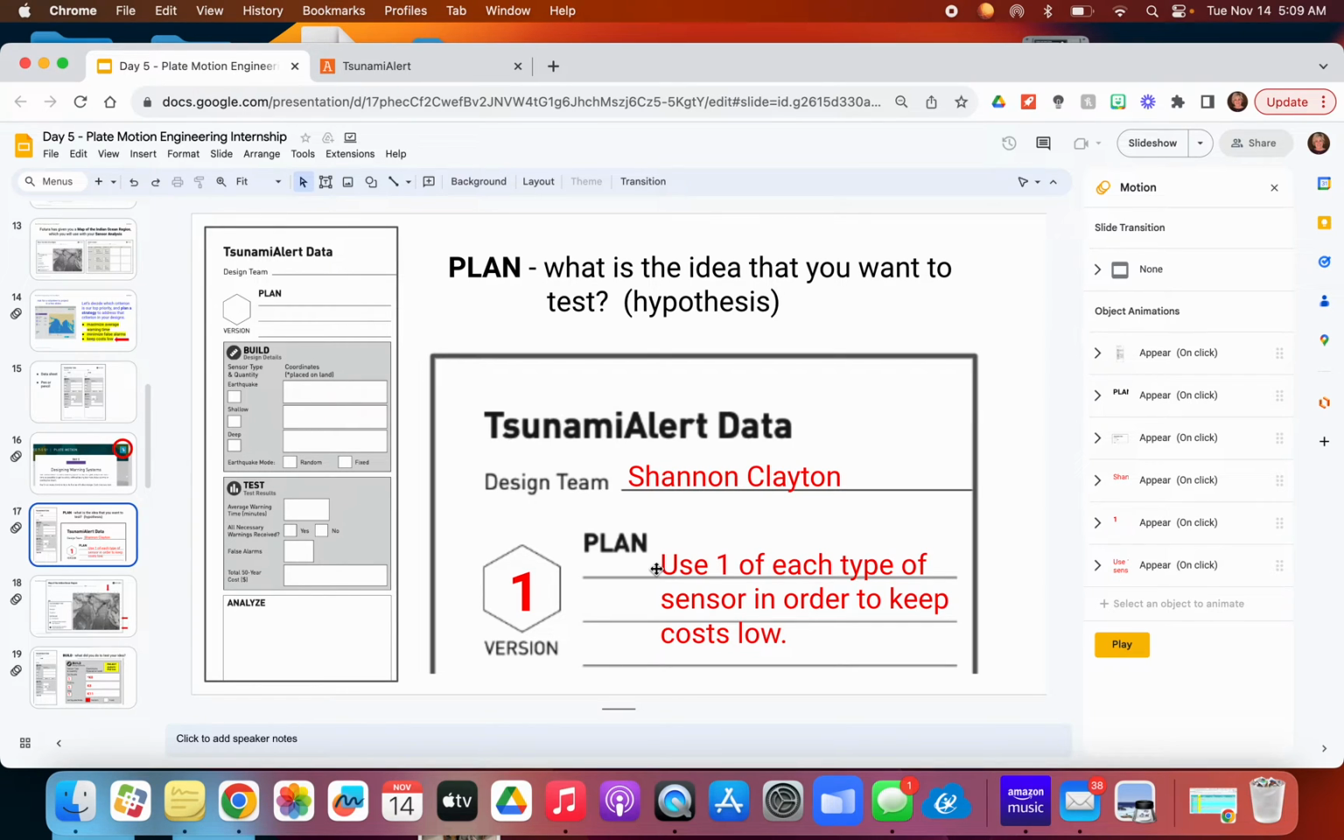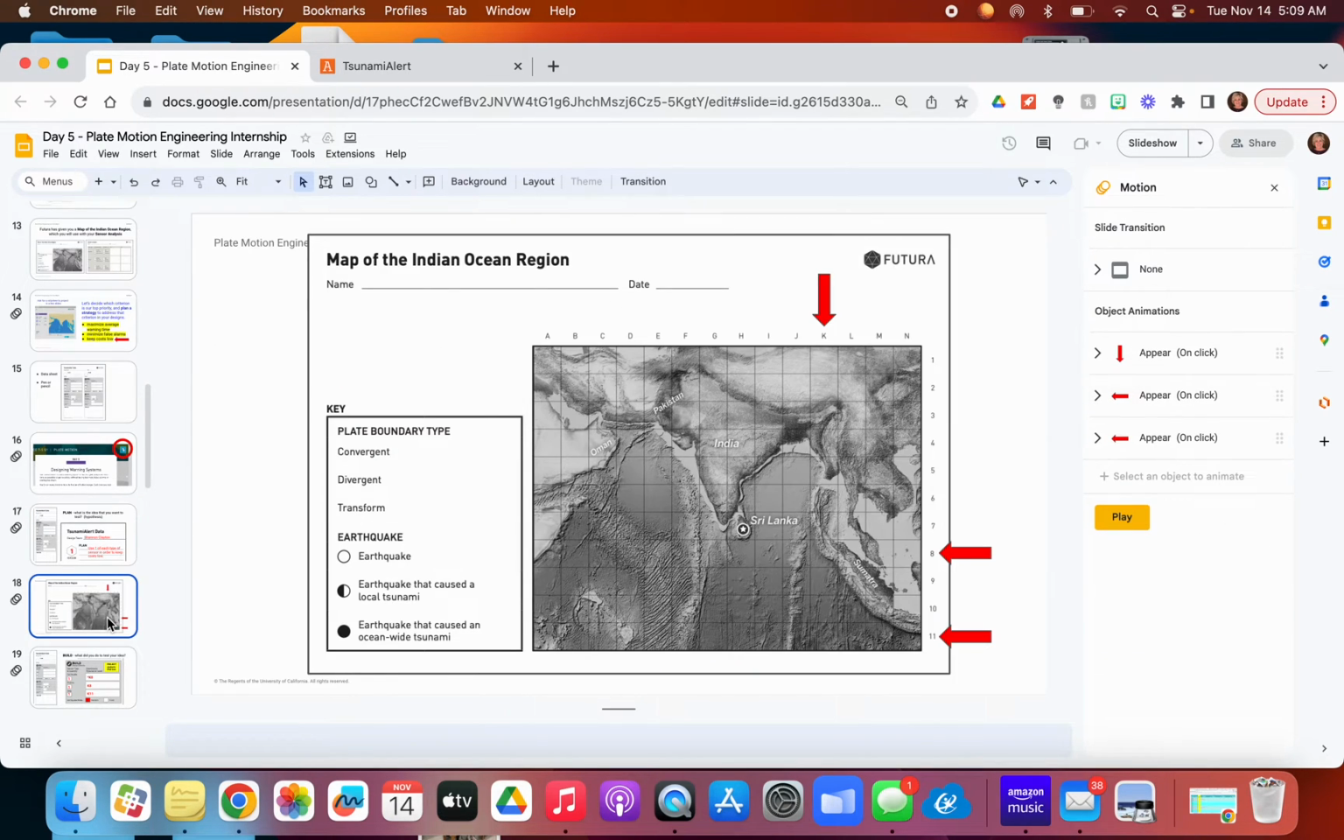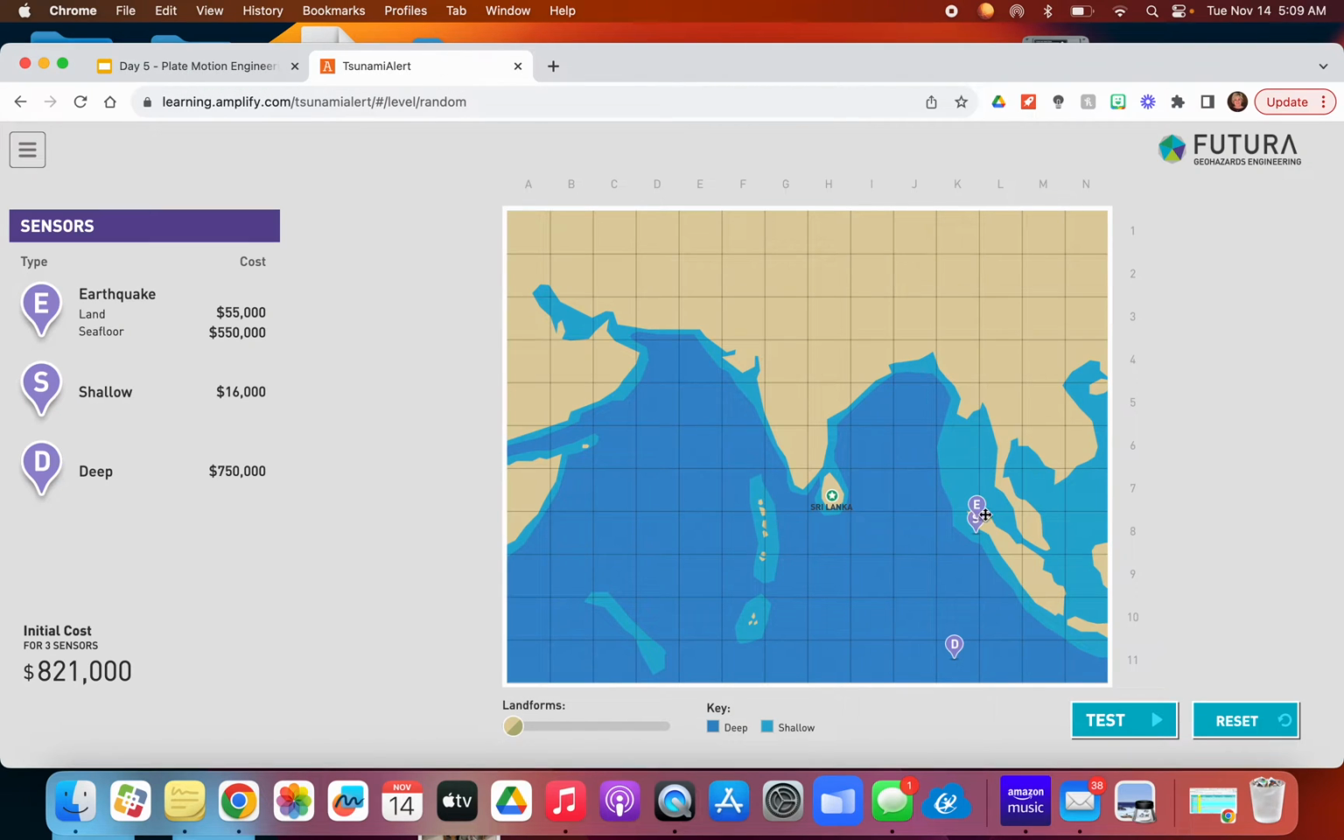All right, so I went ahead and I placed my sensors at K8 for the earthquake and my shallow sensor. The earthquake, I have it on the tip of this piece of land here, and then the shallow sensor is in the shallow water, and then I put a deep sensor right here at K11.